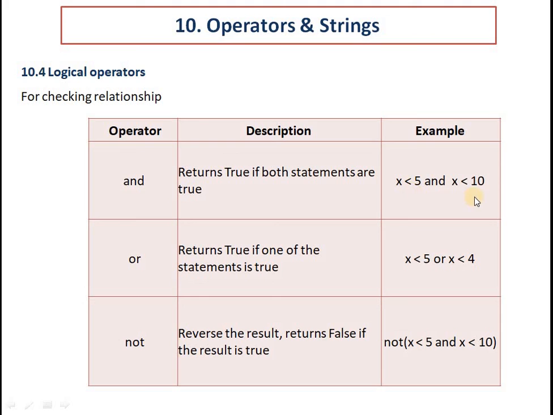While using and, both the statements need to be true. And not, it reverses the result, returning false if the result is true. I am putting not x greater than 5 and x greater than 10. If this is true, it will return the answer as false. Likewise, it reverses the answer. So and, or, not. You will get a clear idea when we are using this in programs. As it is the theory part, you just note it down. These are the operators we can use. You will get a clear idea when you use them in the lab sessions.